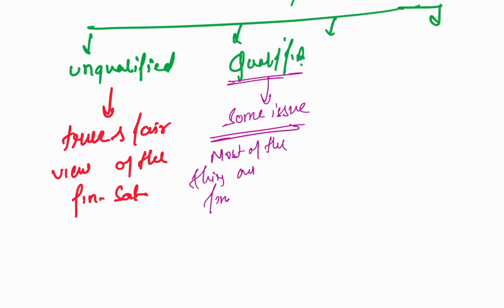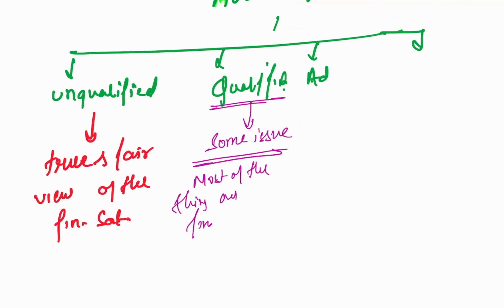Now the third one which we have is the adverse opinion. See, the word adverse means this is serious. The auditor says that the financial statements are not reliable and do not follow the accounting standards. Write down, this is serious. Underline this word, not reliable, and underline this term, do not follow accounting standards.